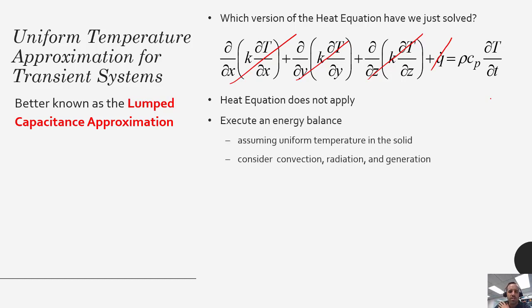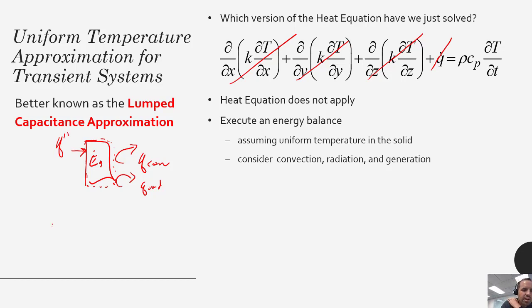And what we would actually want to do is execute an energy balance assuming uniform temperature in the solid. So here we could consider convection, radiation, and generation happening at the boundaries. Put another way, if we took our wall and just assumed that this is our control volume, it could be generating. I'm just going to use an E dot term here instead of the volumetric generation term. It could be generating, it could be convecting, or it could be radiating. We could also have a constant flux coming into it.